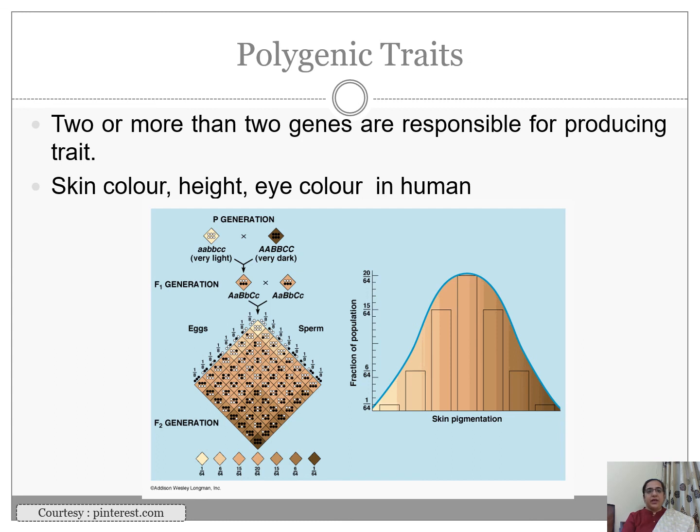Polygenic traits. When two or more genes are responsible for producing a trait, then this kind of inheritance is called as polygenic inheritance. It is observed in the skin color, eye color of a human being. So here you can see that three genes are responsible, which are shown by A, B and C. And here you can see the variation in the colors of skins of a human being.